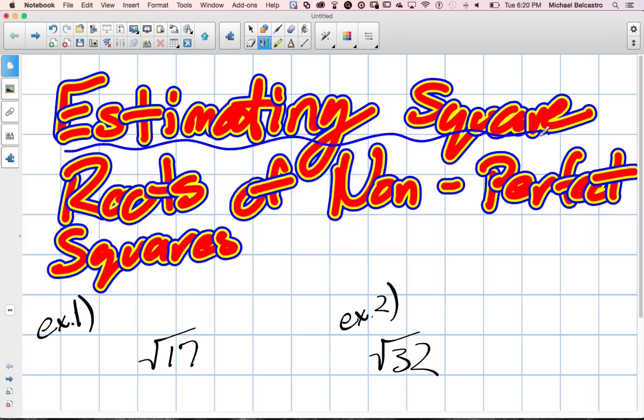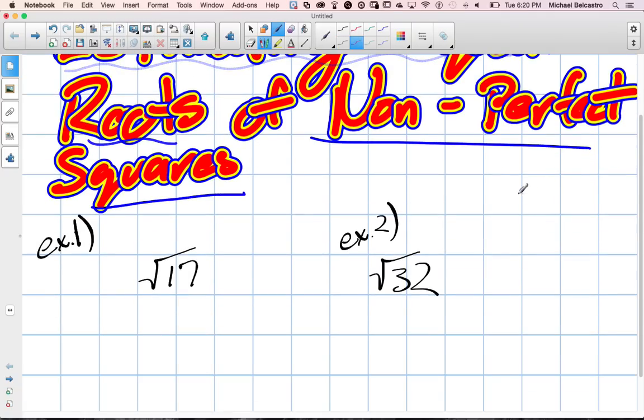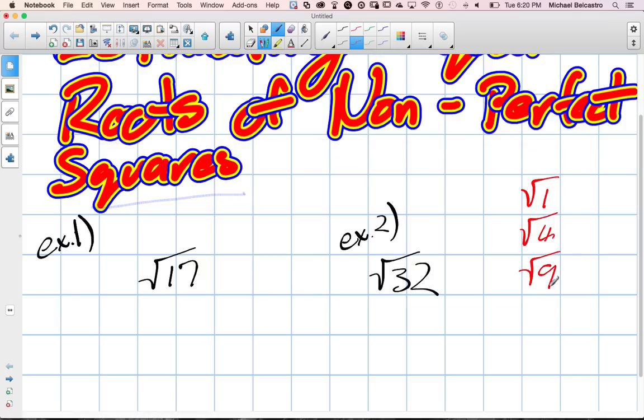All right, we're going to go estimating the square roots of non-perfect squares. So maybe we should define what a perfect square is. Some values that are perfect squares are 1, 4, 9, and I'm writing square roots over them, 16. And the reason they're perfect squares is because if I look for the square root of 1, it is 1. The square root of 4 is 2. 9 is 3. 16 is 4. So these are perfect squares. I can find a whole number answer or a natural number answer to them.